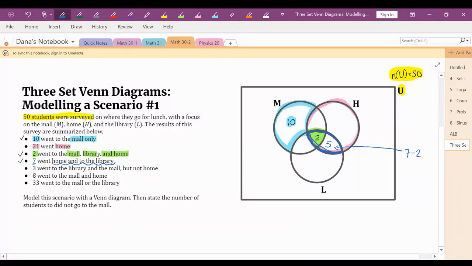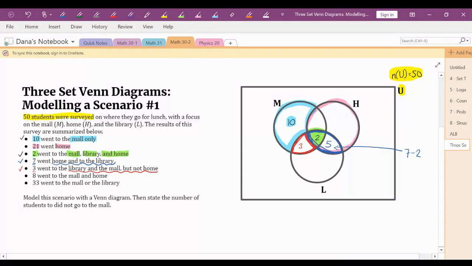Moving on, 3 went to the library and the mall, but not home. So that would be the region of overlap between the library circle and the mall circle, but excluding the home component. So that is a specific region right here. 3 belong in this specific region. And let's check off that statement.